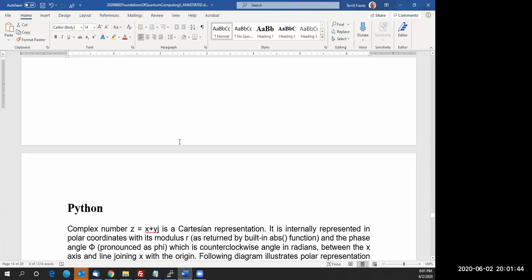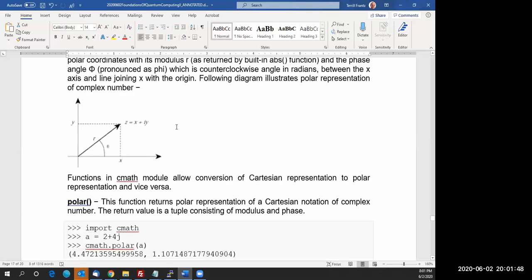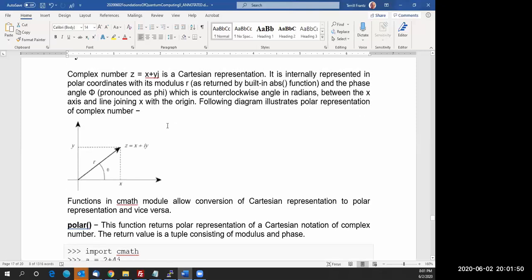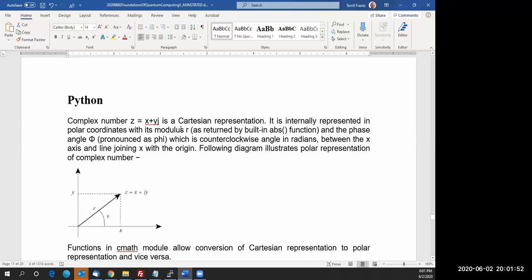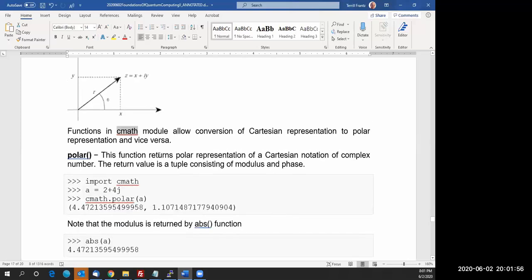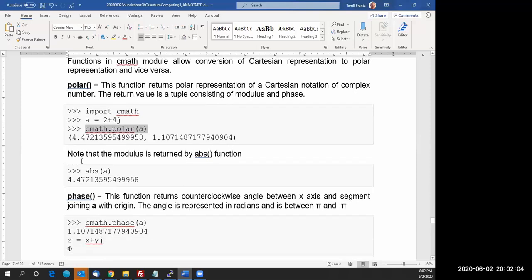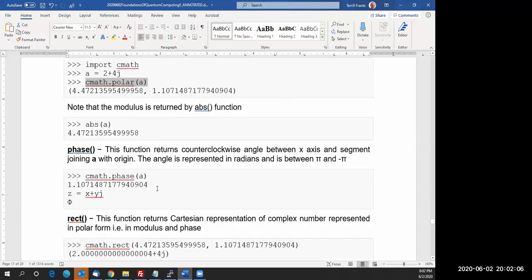I just want to get it into your minds for another day. When you work with the polar representation in Python, you also have in the cmath module, you can also get the polar coordinates, etc., and it will work fine. And we'll talk about phase another day.